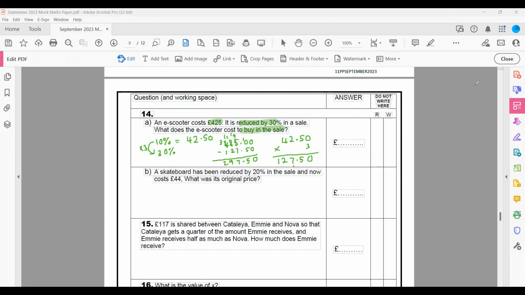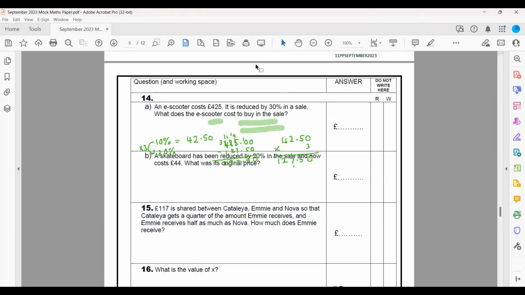£297 and 50 pence, which we're going to copy over into our answer space. So 297, make sure the decimal point is nice and clear, 50. I'm going to clear this off now because, hang on, let me just move the screen down a little bit.